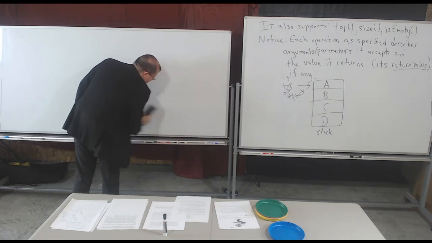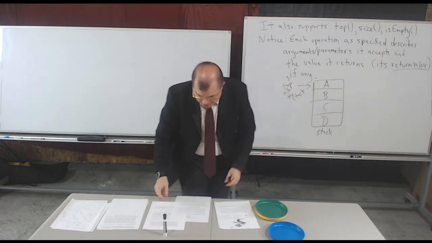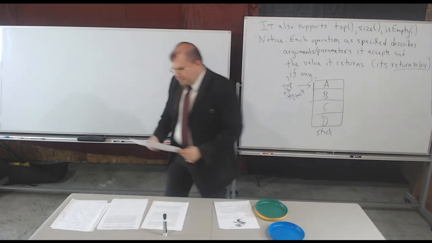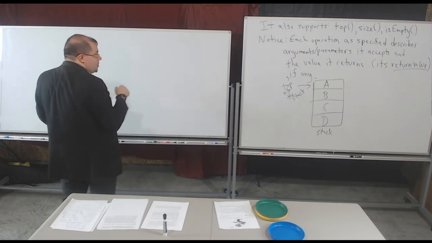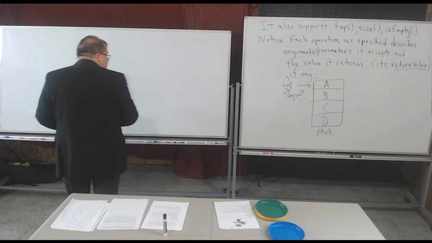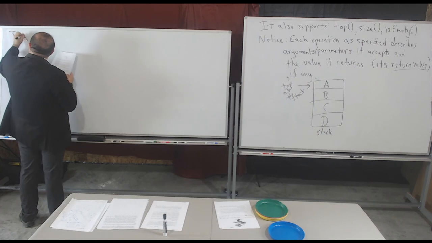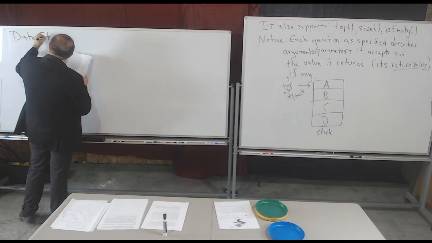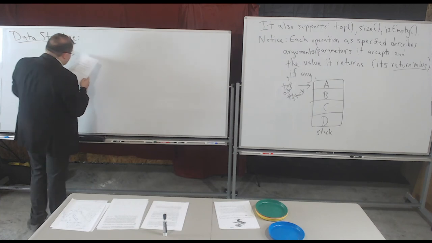I'll quickly give you the definition. This is just something for you to think about. By the way, how exactly was that stack created? Well, I could push D on, then I push C, then B, then A. So that's a data structure. This is our working definition that we're going to use. Keep in mind, remember I said it's a pretty broad term.